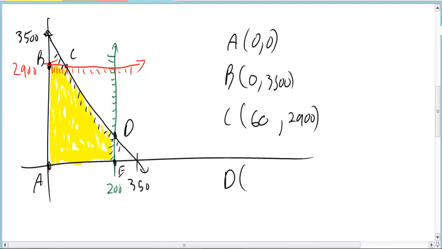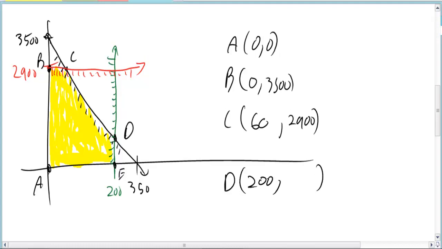D is very similar, except now we know the x value is 200, so we go back up to the original equation, substitute in 200, and figure out what y is. I'll let you do that. When I did it, I got 1,500. So then we have our last corner point, E, which is another relatively easy one because we already know it. It's 200, 0.